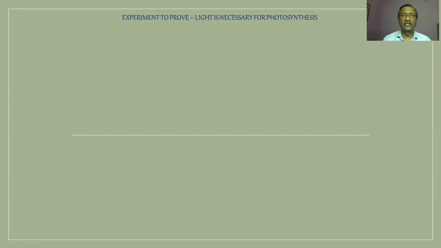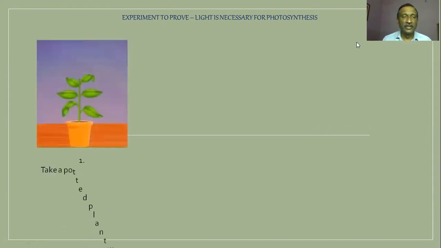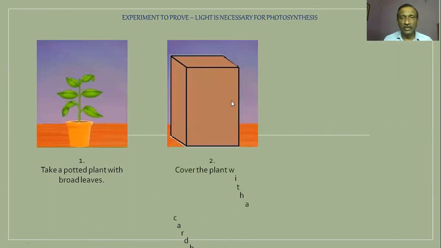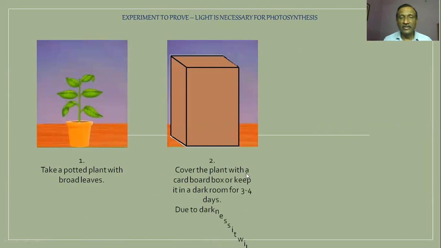First experiment is the experiment to prove that light is necessary for photosynthesis. For that, what we require: take a potted plant with broad leaves. Leaves should be broad because we have to fix some cardboard strip in that. Now next we have to keep the plant in dark for 3 to 4 days.